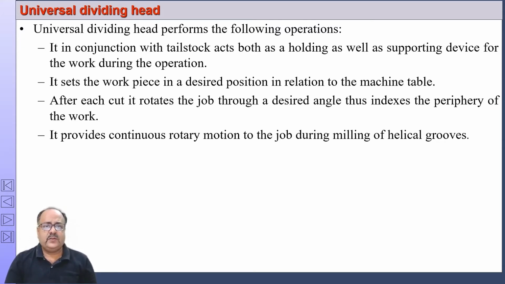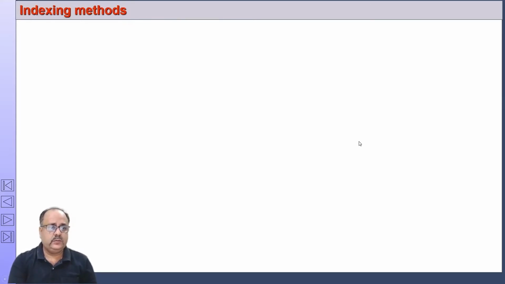After each cut, it rotates the workpiece to a desired angle, thus indexing the periphery of the workpiece into the required number of divisions. It provides a continuous rotary motion. This is particularly required in machining helical grooves on the workpiece. Normally, we don't use it unless we require to produce a helical groove.